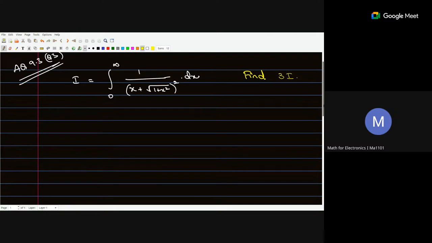The first thing that comes to our mind is either we substitute something, or if you see denominators with square roots, we try to eliminate those square roots. How can I eliminate the square roots in the denominator? You multiply and divide with some term. So either you use substitution, or if you see x plus square root 1 plus x squared, the best thing we can do is multiply and divide the integrand with something.